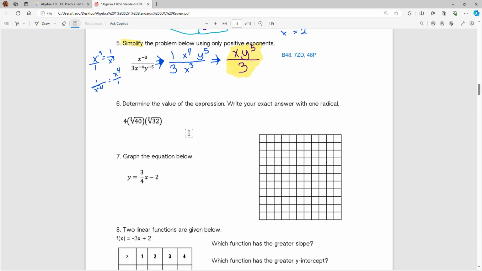Let's continue on. Page 9, number 6. Determine the value of the expression. Write your exact answer with one radical. So a radical, right, is that square root, or in this case, we've got a cubed root sign. So solving here, we're going to simplify this, but before it looks simpler, it's going to look more messy.